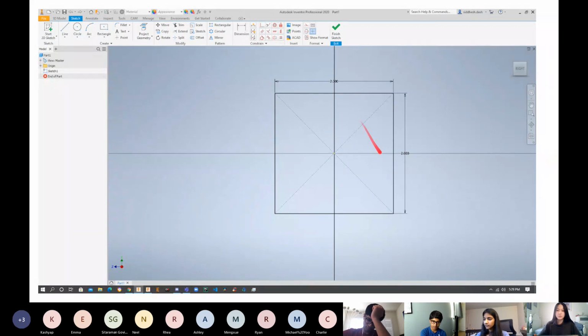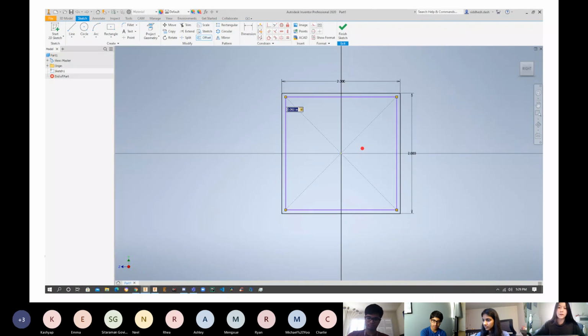This was made during rectangle tool. You could dimension both sides. This is 2 inches by 2 inches, and the black lines mean that the part is completely dimensioned. It can't move. It's constrained to its spot.